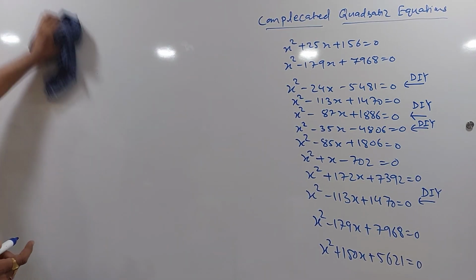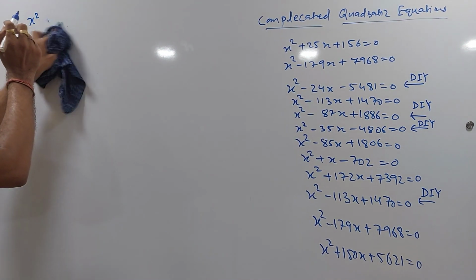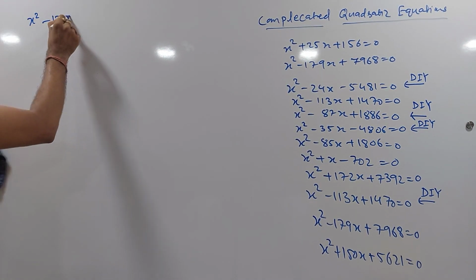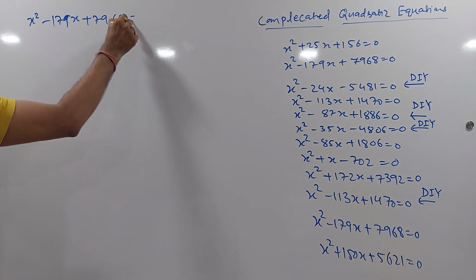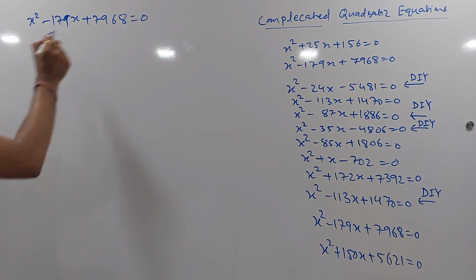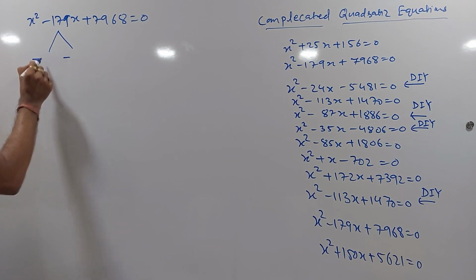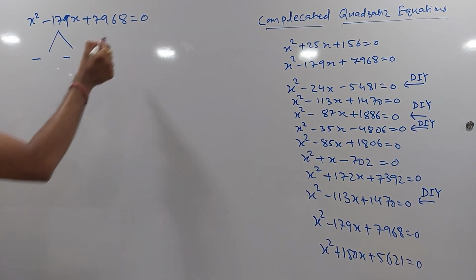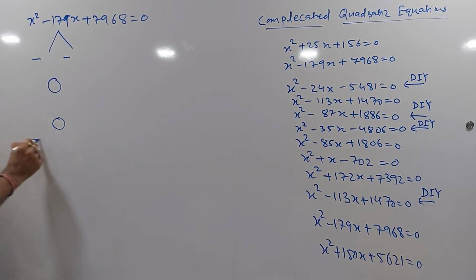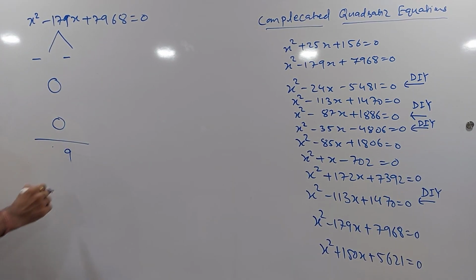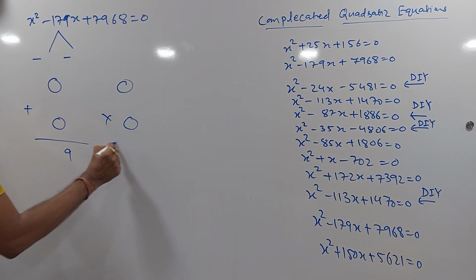Now jumping to the next question. Which question? So I am writing it here. It's x square minus 179x plus 7968. So what you need to do? We have confirmed that I want the two numbers whose sum is negative and product is positive. Negative times negative is positive. So those two numbers will be like this, whose sum ends in 9 in the ones place and whose product ends in 8.